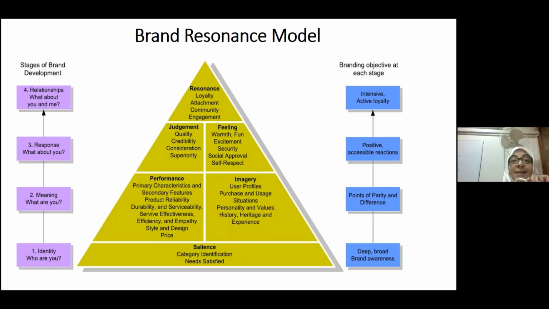So salience means how well aware consumers are about your brand. You have to create deep, broad brand awareness in order for customers to be able to identify your brand with a basic product category. So if you are introducing a brand, John Elia, your preliminary marketing efforts will be directed towards building the brand awareness.